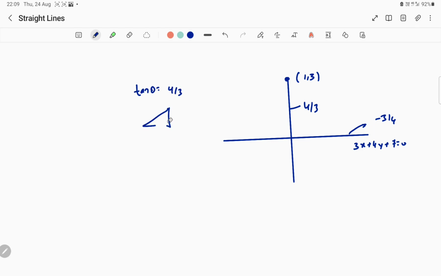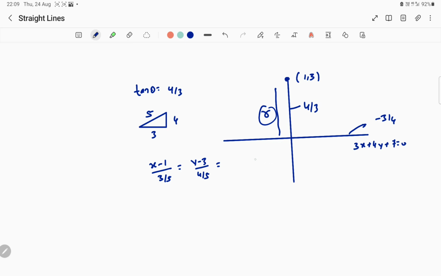So when you make a triangle, you write the parametric form. So what will you write? X minus 1 by cos theta, which is 3 by 5, is equal to y minus 3 by sin theta, which is 4 by 5, and which is equal to r. But this is that r, isn't it? So what is this r? This r is the perpendicular distance, isn't it? Perpendicular distance.